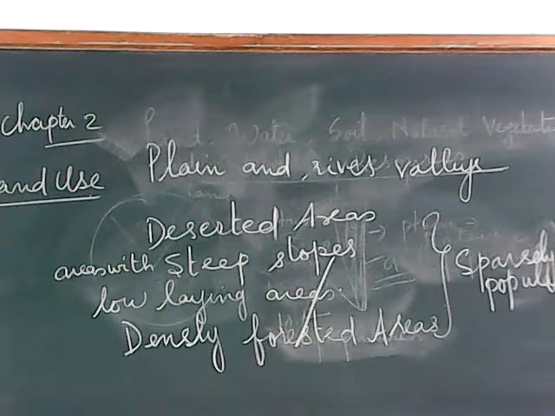So on the basis of ownership, land can be classified into which two groups? Prati, on the basis of ownership, land can be classified into which two groups?